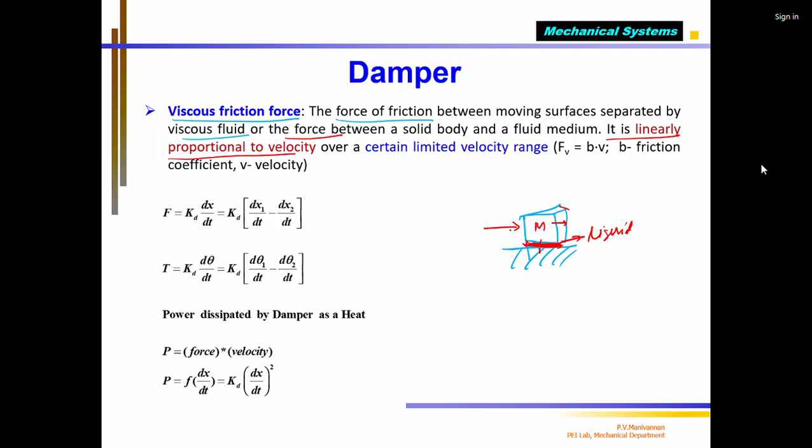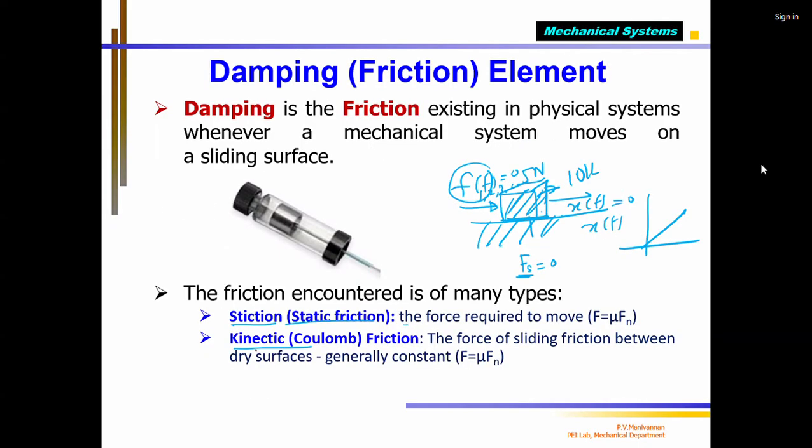Because the table is fixed, this is moving. So with respect to the table, the object is moving at 10 meters per second. Correct? That is velocity, so I will say that the relative velocity is 10 meters per second. Only when it is moving, the viscous friction is there. Similarly, only when the two objects are moving while touching each other, there is kinetic friction.